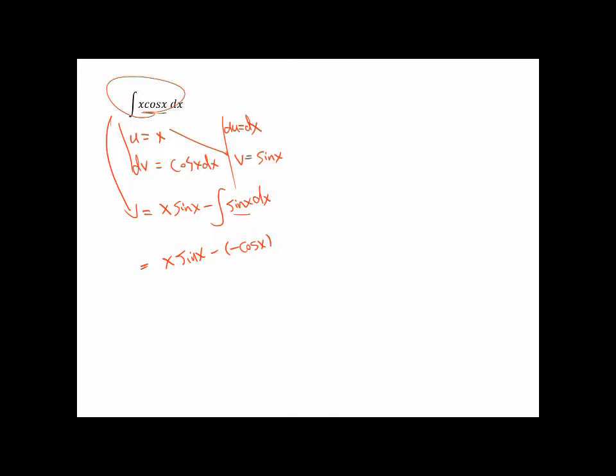Negative cosine x, right? Because the derivative of cosine x is negative sin x. So here I need to put a negative sign, plus c. So x sin x plus cosine x plus c. This is my answer. Okay. Let's see the next one.